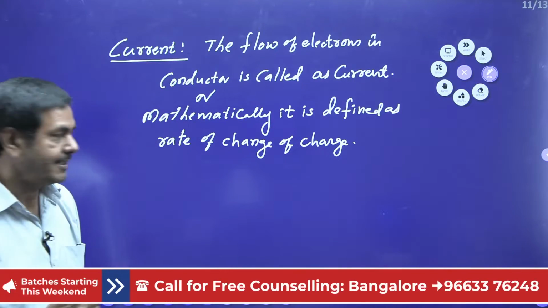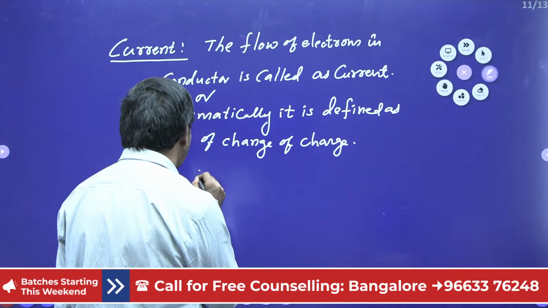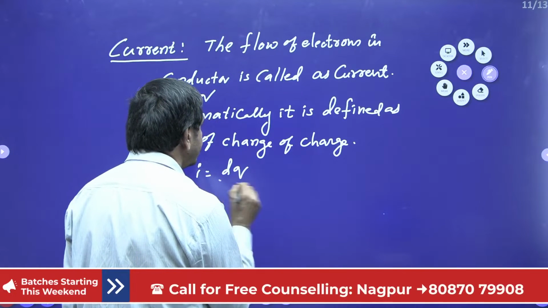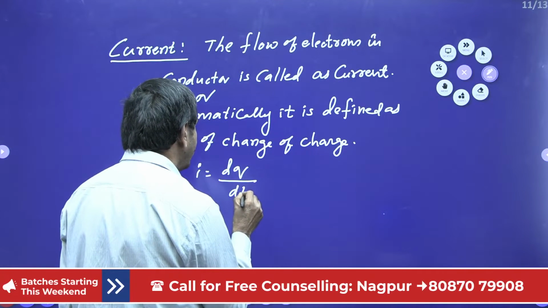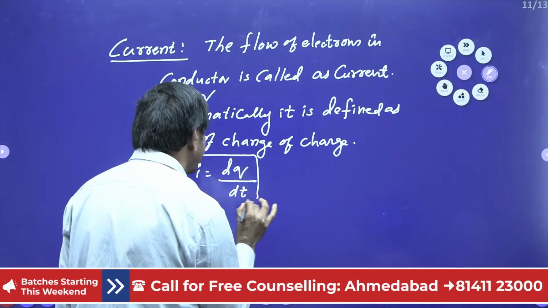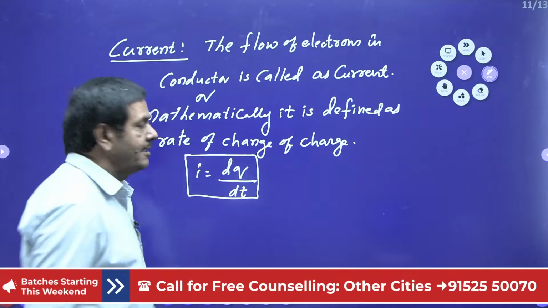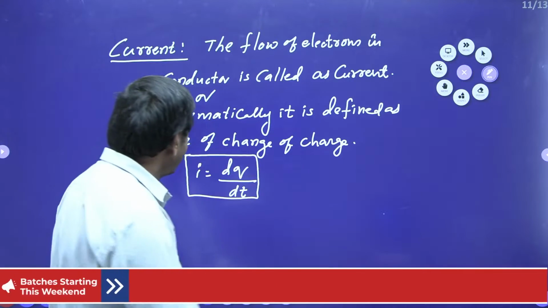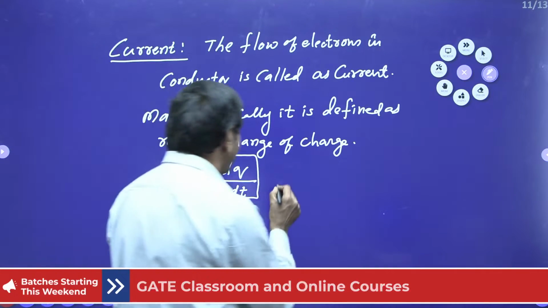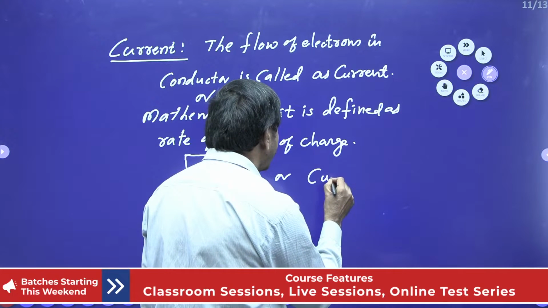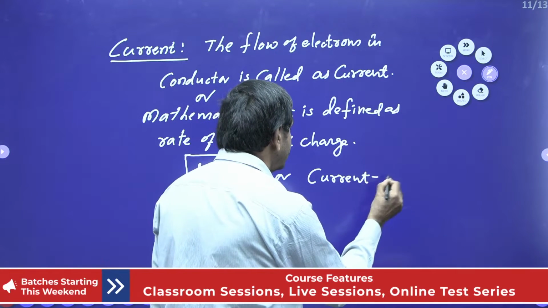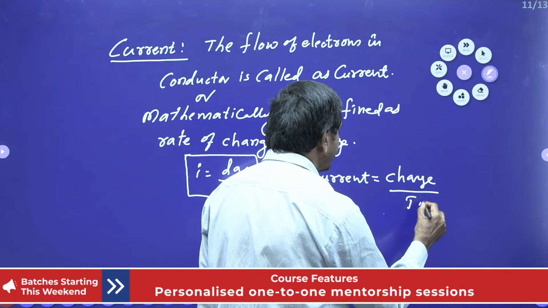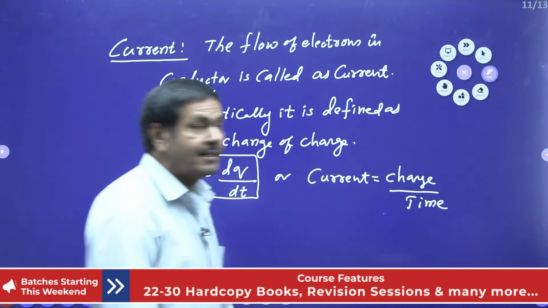That is the exact current definition. So how can we write the current? I equals dq by dt, the time rate of change of charge. By using this formula only, current is calculated. I equals dq by dt is accepted. That means charge by time can also be defined, or you can write directly current equals charge by time. That way also you can define it. It's not a mistake to write that.